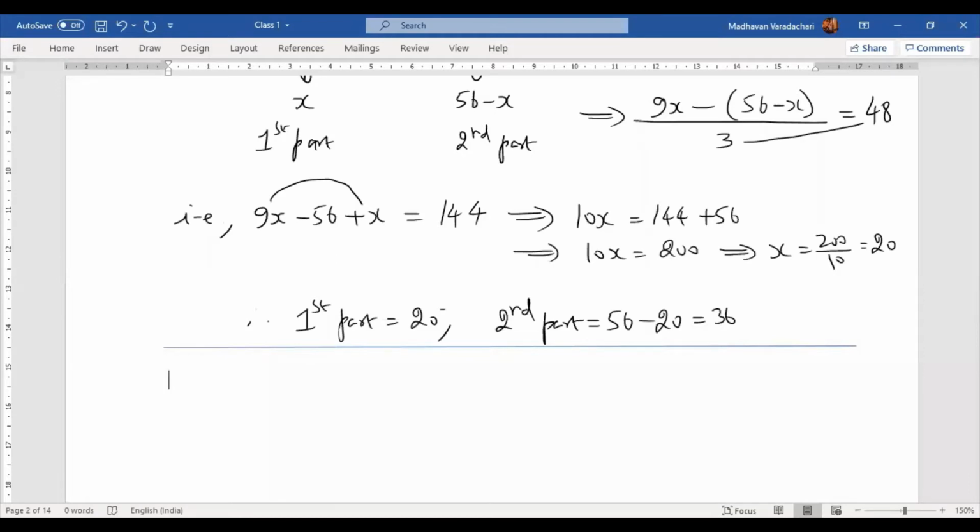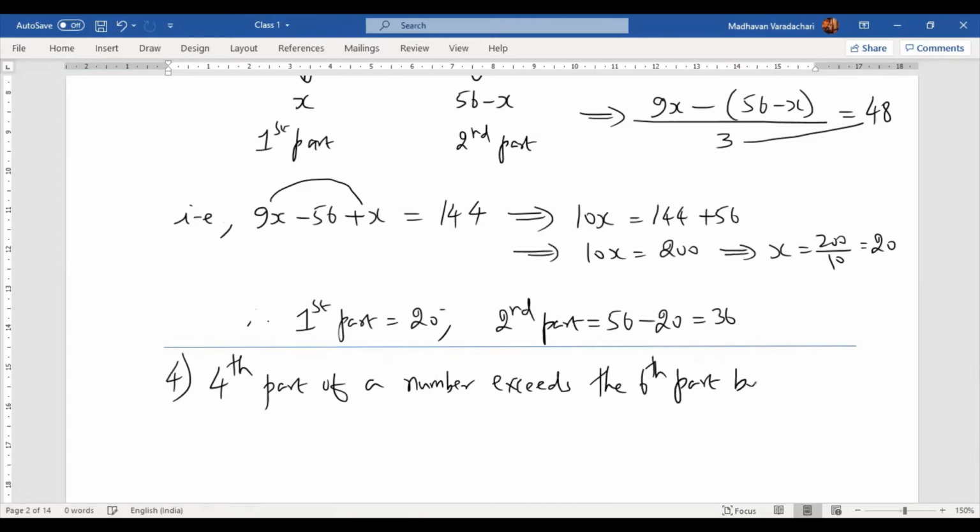Now, the fourth question. The fourth part of a number exceeds the sixth part by 4. Find the number.